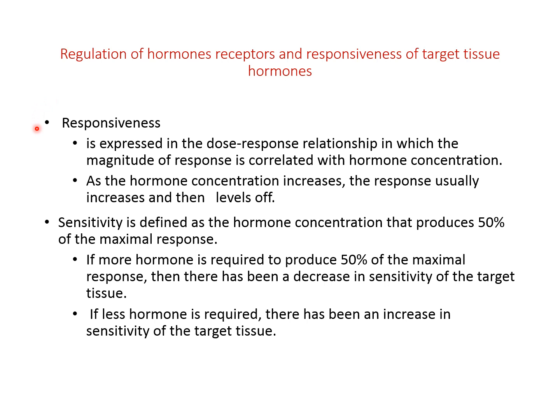Now, here is some more terminology. Responsiveness is basically how much of a response there is after the hormone interacts with its target cells, and it's usually expressed in those relationships in which the magnitude of the response is correlated with the hormone concentration. As the hormone concentration increases, the response usually increases and then it levels off. Sensitivity, on the other hand, is defined as the hormone concentration that produces 50% of the maximal response. If more hormone is required to produce 50% of the maximal response, then there has been a decrease in the sensitivity, and vice versa.